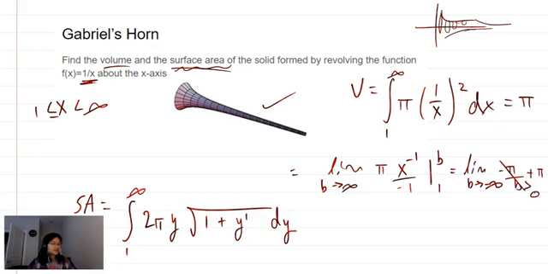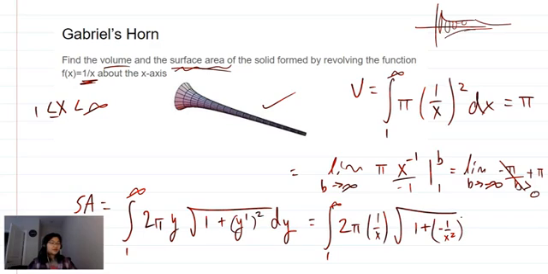So now let's write this out. We got the integral from 1 to infinity of 2 pi, and then our y is 1 over x, times the square root of 1 plus the derivative of 1 over x, which is negative 1 over x squared. Oh, I forgot to square this. Squared, dx.